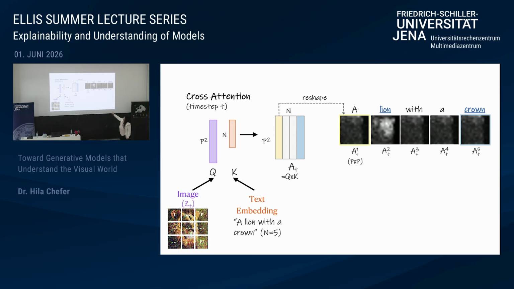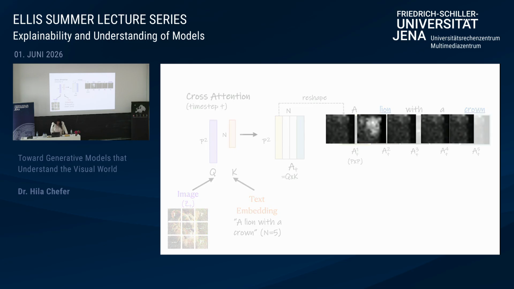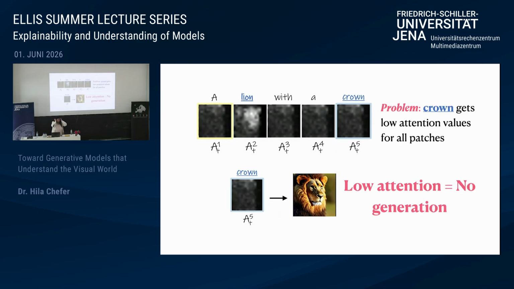Now, one observation that we can get at is that "lion" has high activations in some patches in the image, but "crown" has no high activations anywhere in the image, okay? And this is the observation tool that we can use now to understand this problem. Why is crown not generated and lion is generated? No attention. Low attention equals no generation. Simple as that. When cross-attention transfers information from the text to the image, if I completely ignore crown, the model has no way of getting any information on crown anywhere else in the process, right? The cross-attention is the only place where text meets image. Is this clear? Do we have any questions on this?